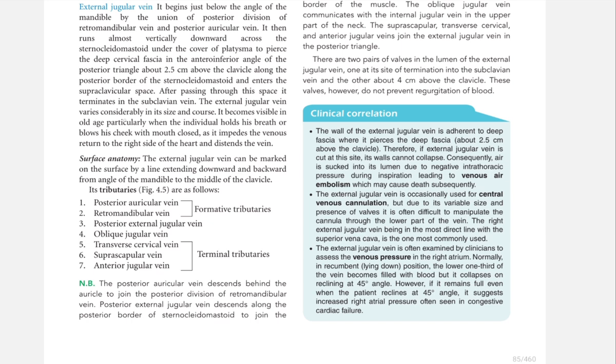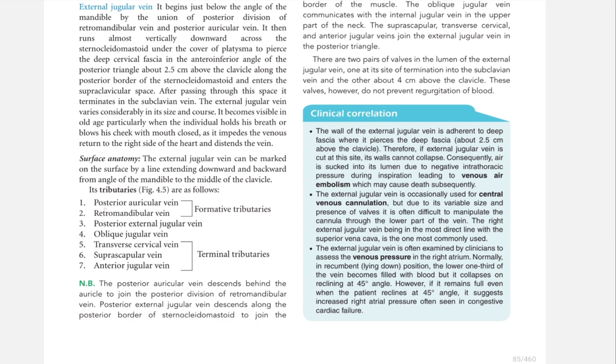External jugular vein varies considerably in its size and course. It becomes visible in old age, particularly when the individual holds his breath or blows his cheek with mouth closed, as it impedes the venous return to right side of the heart and distends the vein. Surface anatomy: the external jugular vein can be marked on the surface by a line extending downward and backward from angle of mandible to middle of the clavicle.